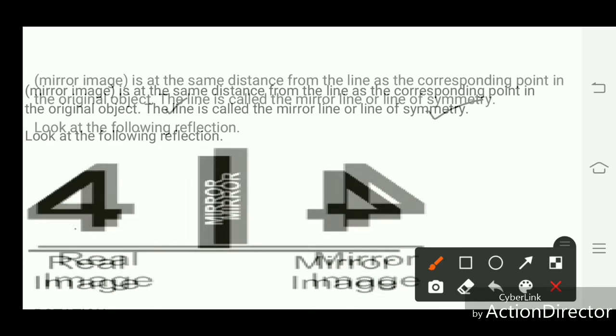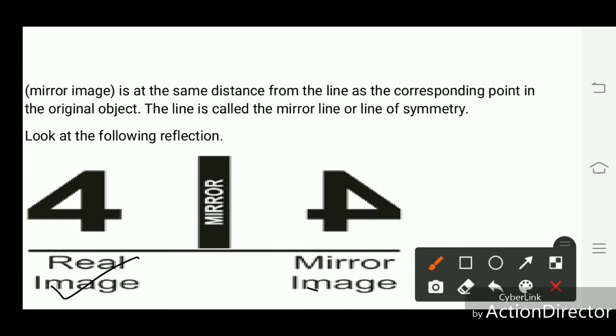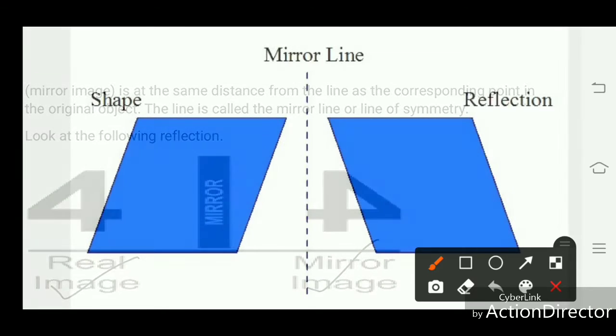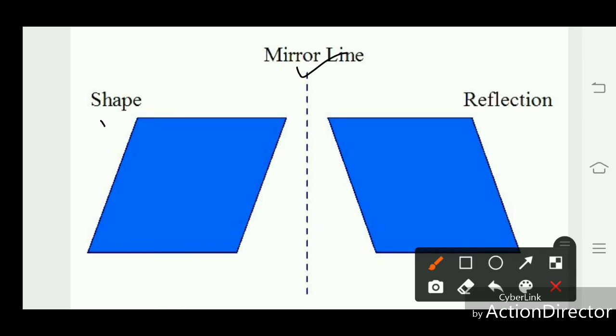Like this image, this is the real image and this is the mirror image. Reflection: this is a mirror line, this is the actual shape, and this is the reflected image of this shape.